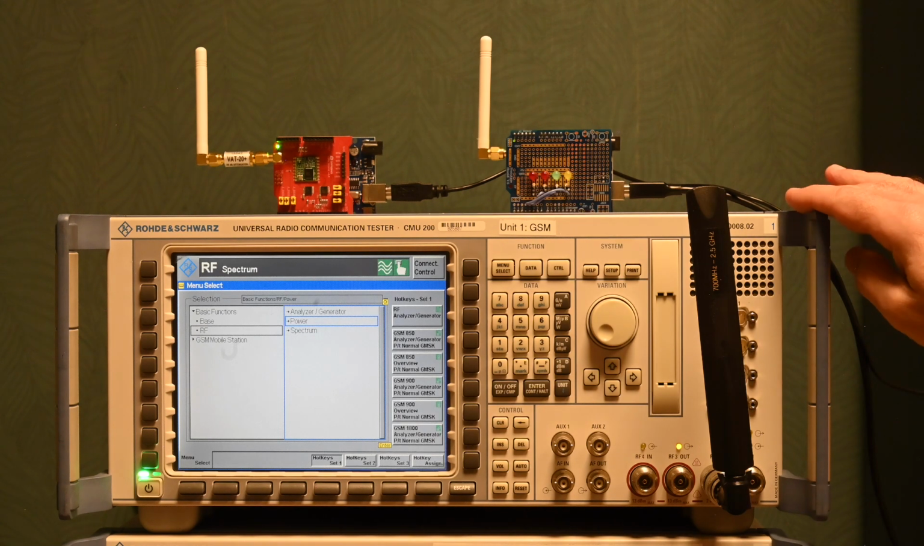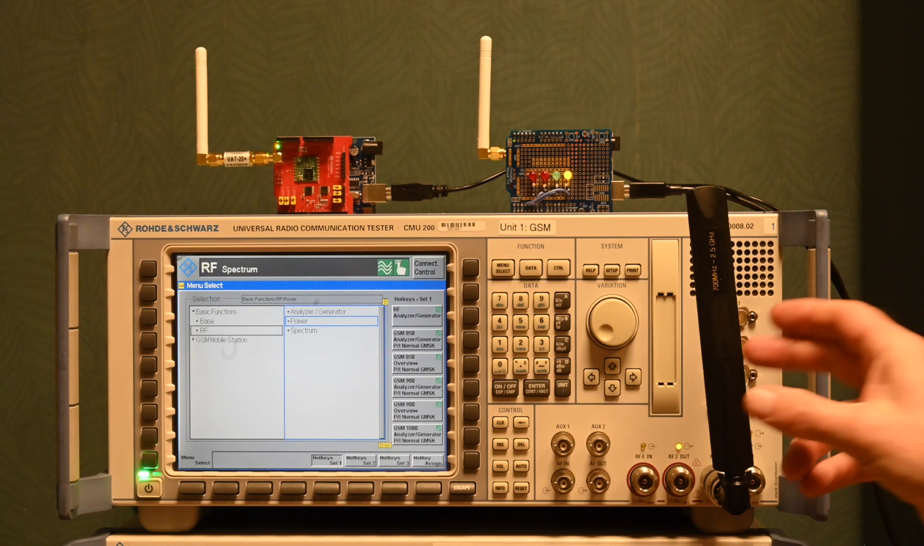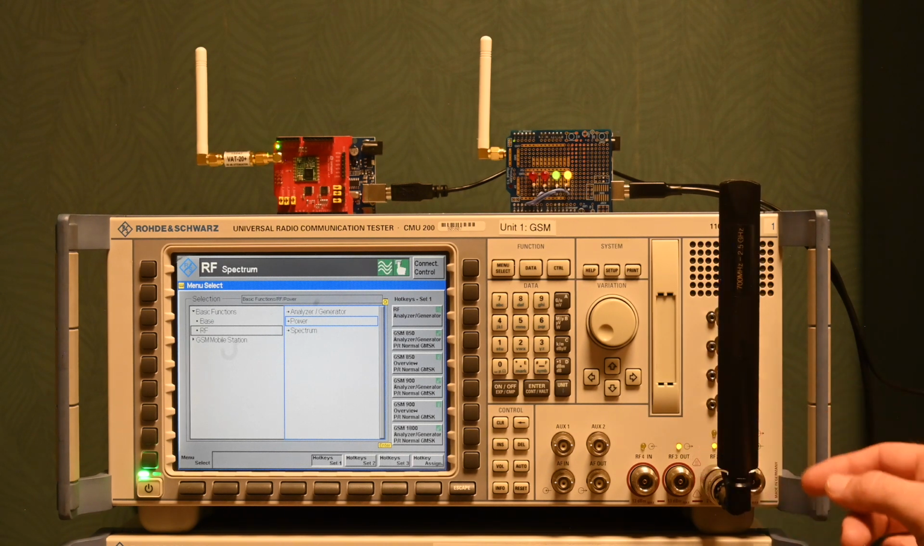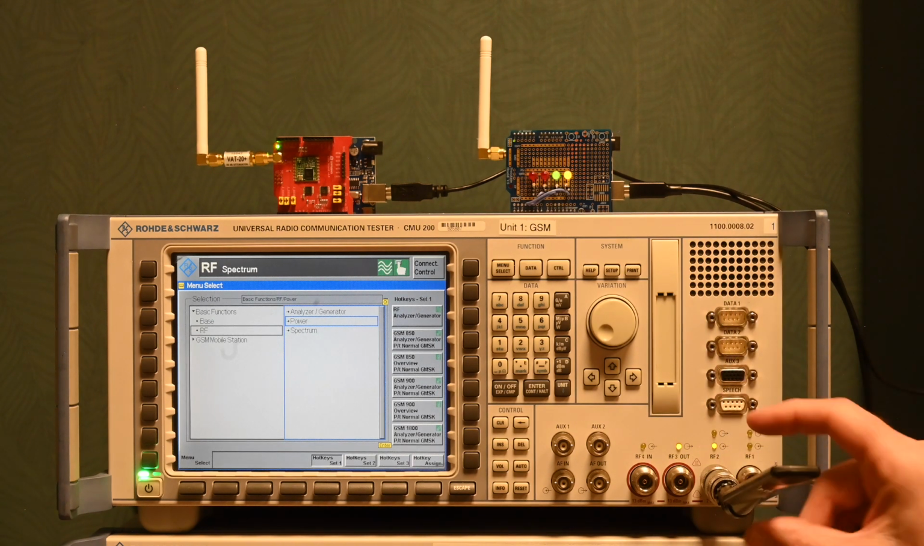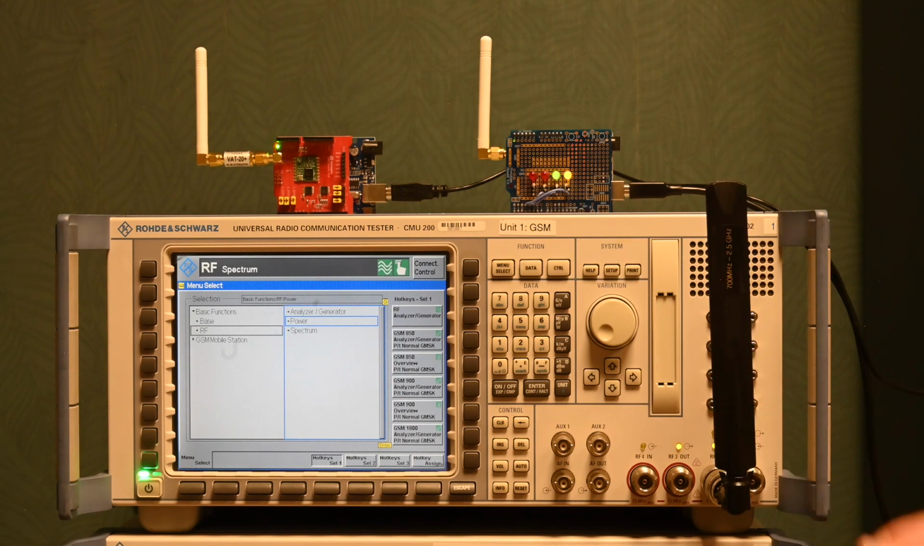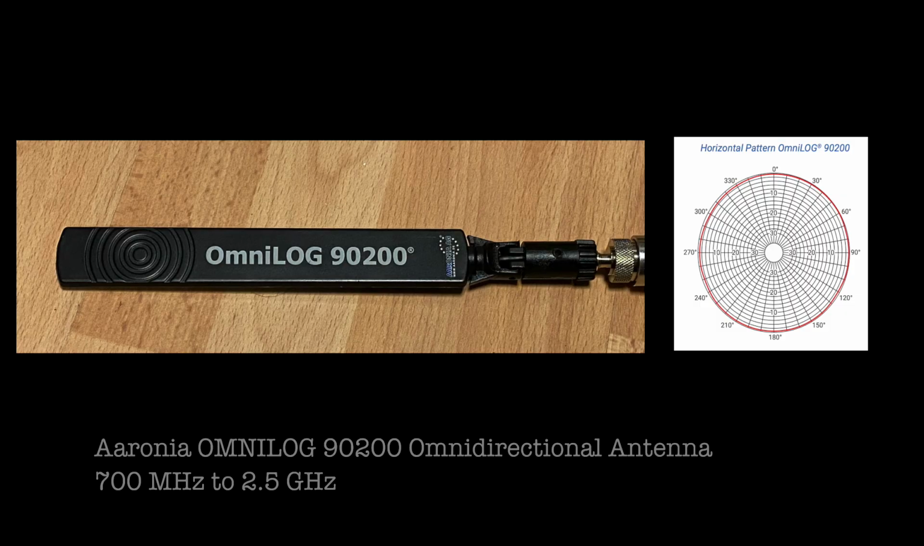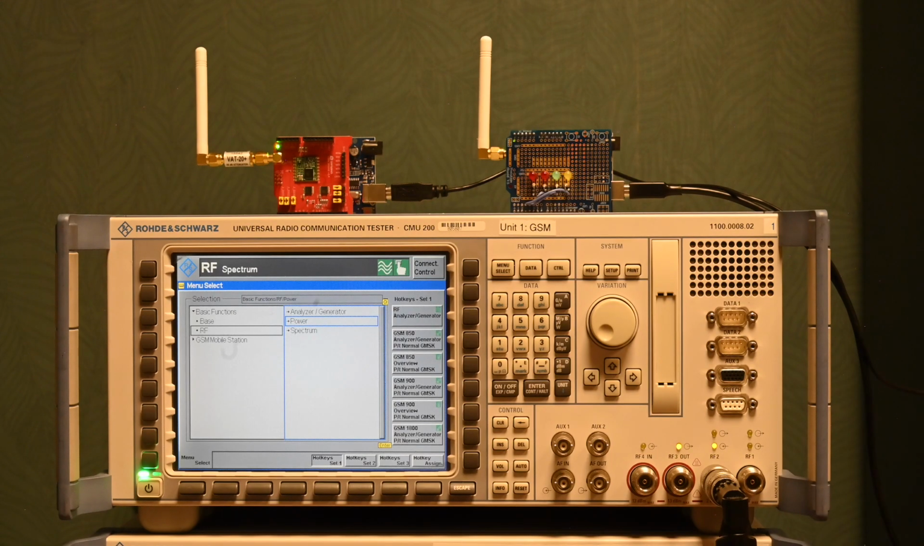Now we're going to use the CMU, of course, to analyze the signals here, and we're receiving the signals with this antenna over here. This is an omnilog, omnidirectional antenna. Actually, an antenna I like a lot. I'm using it a lot for my experiments. What I'm going to do is turn it downwards here, so it's not in the way when I'm using the unit right now.